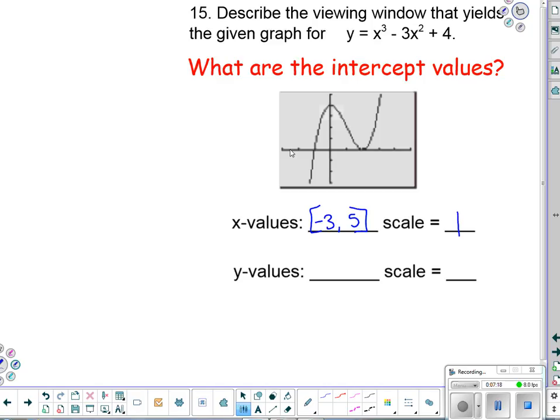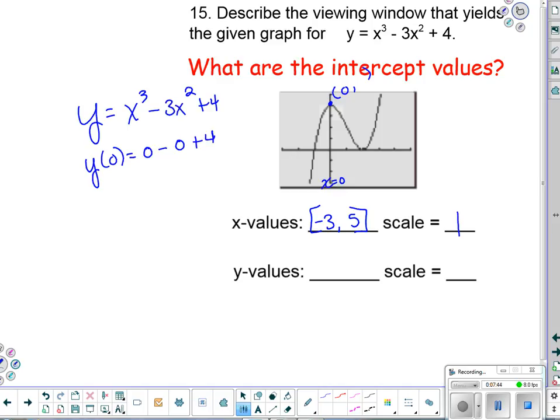Now we got to find the y scale, which could be different. I want this point right here. How can I get that? Well, that point exists when x equals 0. So this will have the ordered pair 0, something, which means that I can take my equation y equals x cubed minus 3x squared plus 4 and plug in 0. So y of 0 equals 0 minus 0 plus 4, which says 4. That point turned out to be 0, 4.